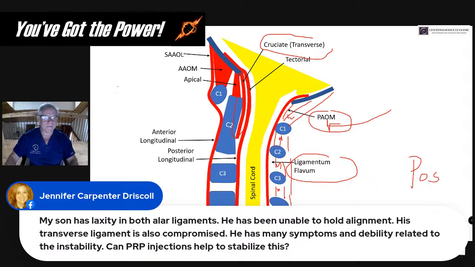But we need to come from the front in order to get the alar ligament, which lives in the middle here. And that's the PICL procedure. For that, we usually use bone marrow concentrate. So yes, they can be treated and injected, but we have to come from the front and generally use bone marrow to do that rather than from the back like a PRP injection.